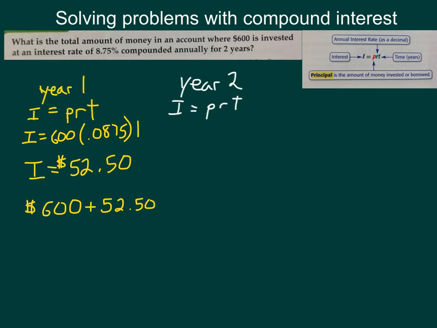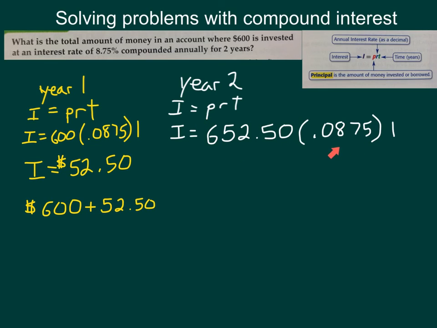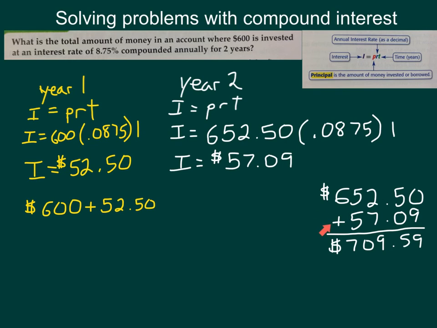Now for the second year, I have to add on this interest to the original principal. Okay, so that's $600 plus the interest, $52.50, and that's going to give me $652.50. So that amount is my principal for year 2, and I'm timesing it by the same rate, 8.75%. Now this is for 1 year, okay, it's 1 year and it's the second year. So the interest in year 2 is $57.09 when I calculate that out. And now I add the interest in year 2 to the principal, okay, and then the total amount in that account, which is what it was asking for, the total amount of money in the account, would be $709.59.